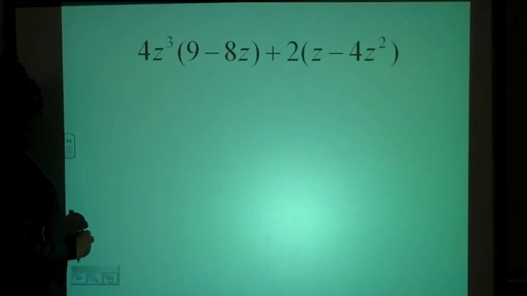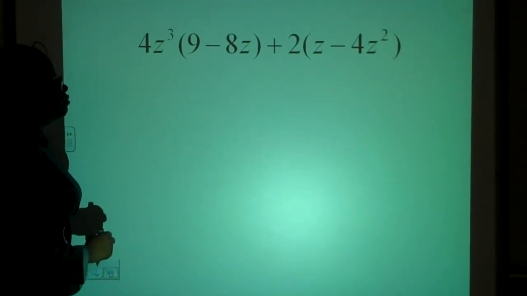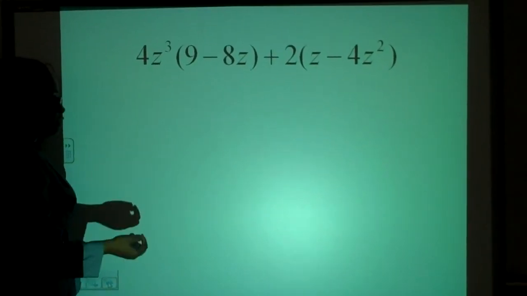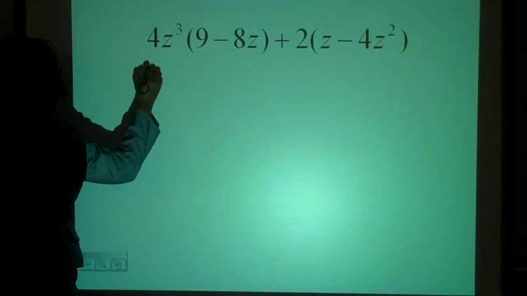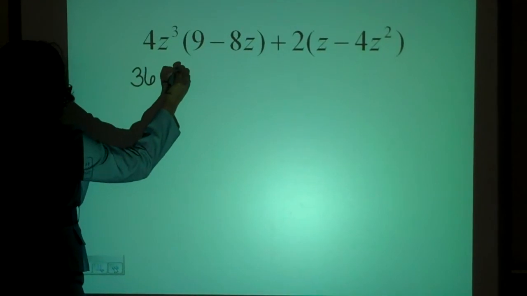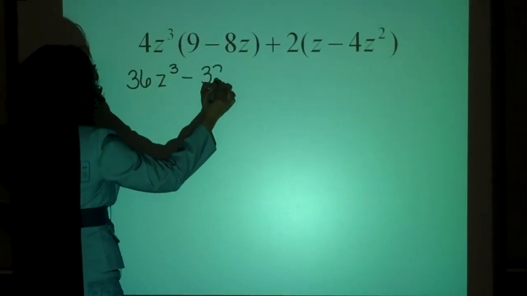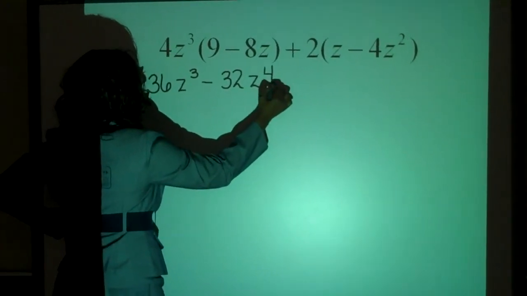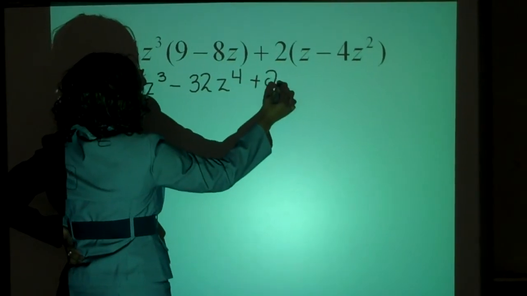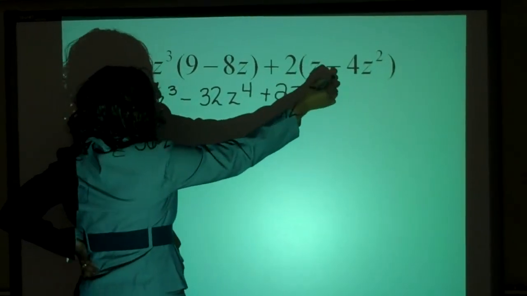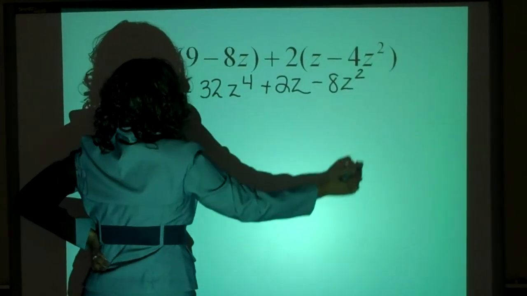Next problem, you have 4z cubed times 9 minus 8z plus 2z minus 4z squared. Simple distributive property. 4 times 9 is 36. Z to the 3rd power, minus 4 times 8 is 32, z to the 4th power. Then I need to distribute again. Plus 2z, and 2 times negative 4z squared is negative 8z squared.